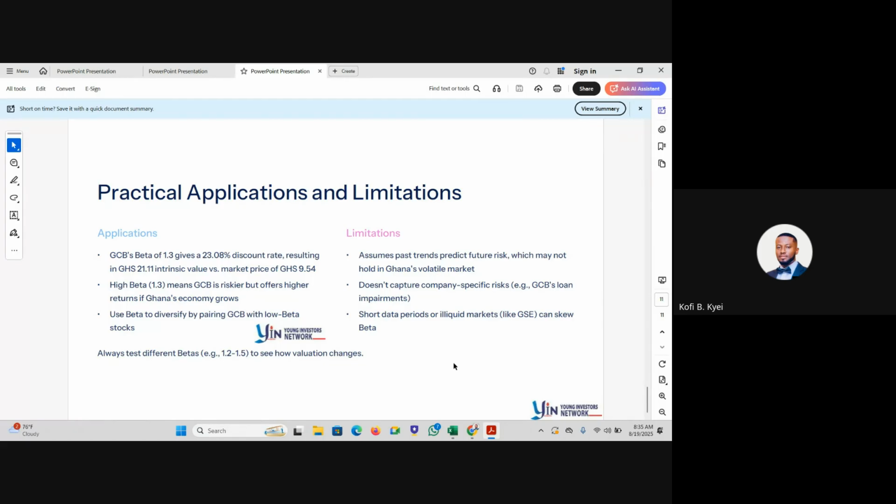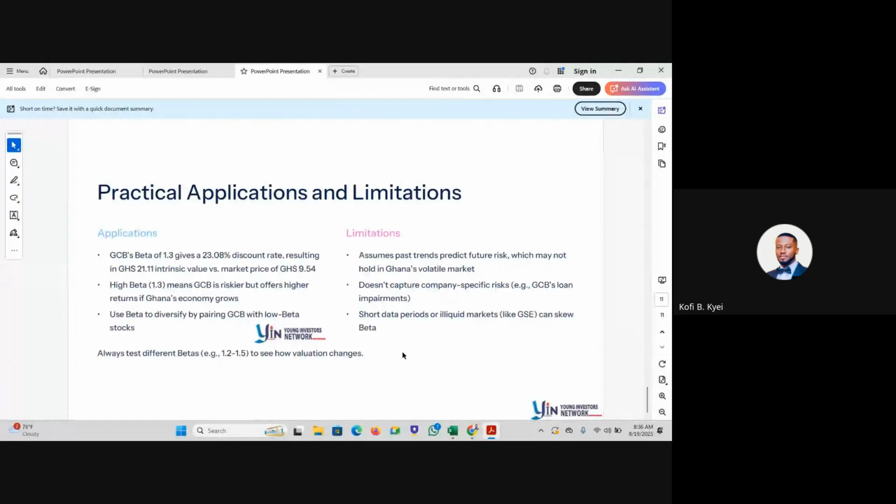GCB's beta 1.3, 23.08 as I calculated, resulting in an intrinsic value of 21 versus market price of 9.54. High beta means GCB is riskier, but offers higher return. And you have to use the beta to diversify by pairing with low beta stocks, as explained earlier. The limitation is that it assumes past trends predict future risk, which may not hold for Ghana's volatile market, and doesn't capture company-specific risks. So GCB's loan impairments, it doesn't capture it. Short data periods or illiquid markets can skew beta.